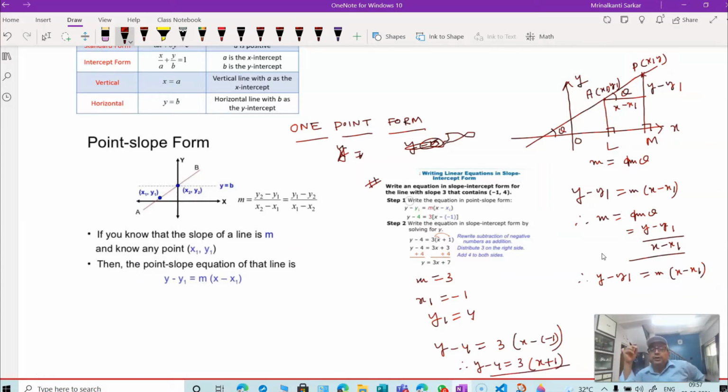So y minus 4 equal to 3 into x plus 1. This is the answer.